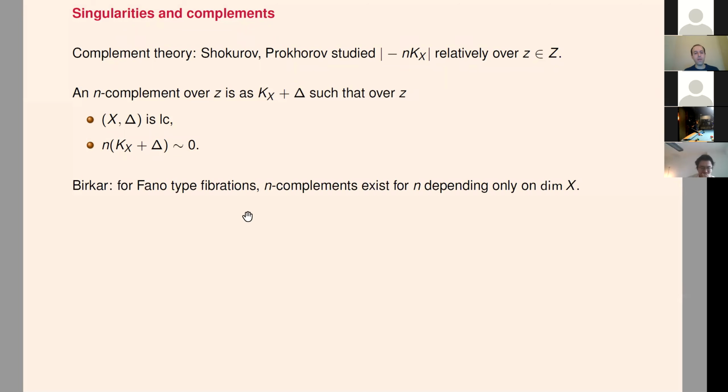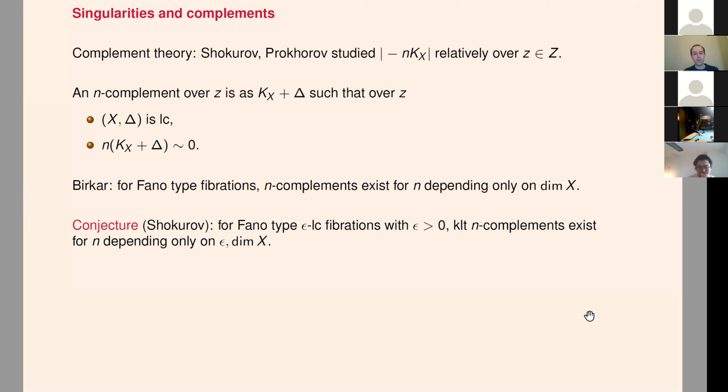Now for Fano type fibrations, and complements, we know that they exist for n bounded, so depending only on the dimension. But there is another extremely hard conjecture of Shokurov, which says that for Fano type, but epsilon log-canonical fibrations, where the epsilon is fixed and positive, he said that klt n-complements exist for some n depending only on epsilon and the dimension. And this is proved in dimension 2, but is wide open even in dimension 3.